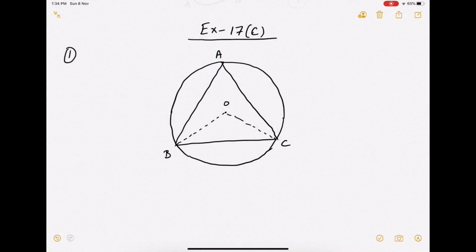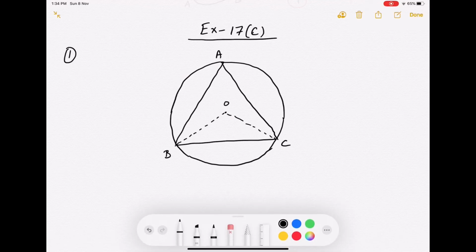In exercise 17C, question number 1, this is the given figure, and an equilateral triangle ABC is inscribed in a circle with center O. You have to find out two things. First, the angle BOC. So let us focus on that. Angle BOC. Now it is given that triangle ABC is equilateral.